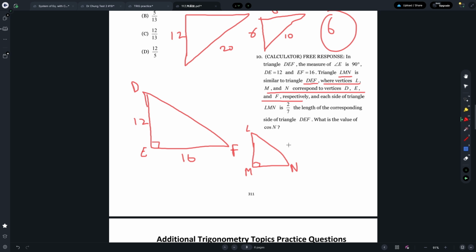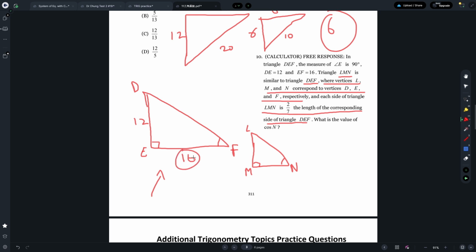What is the value of cosine N? So we don't actually need to find the side length values of LMN in order to find the cosine of N, because the cosine of congruent angles is the same answer, right? So let's just figure out the cosine of F on the bigger triangle.